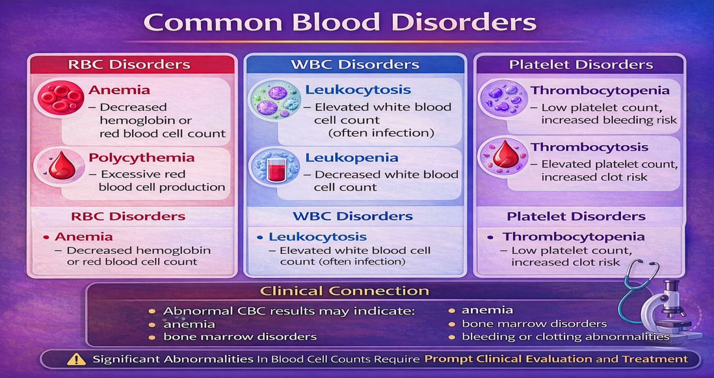In contrast, polycythemia occurs when the body produces an excessive number of red blood cells. This increases the blood viscosity, meaning the blood becomes thicker and may increase the risk of blood clots, stroke, or cardiovascular complications. Disorders can also affect white blood cells. Leukocytosis refers to an elevated white blood cell count, which commonly occurs during infection or inflammation as the immune system responds to pathogens.